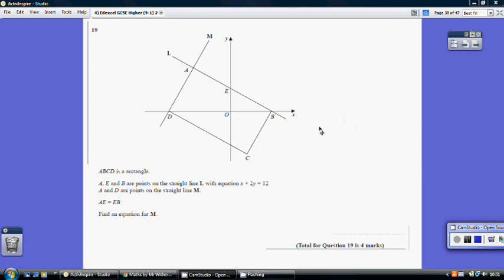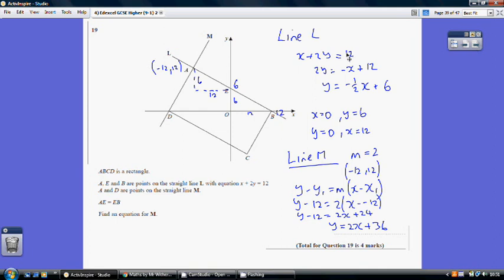Question 19. I've got to find an equation for m. I'm going to be using the y minus y1 formula, and I need to know a point on the line and the gradient of m to be able to do this. So let's kick off looking at the line L, which is perpendicular to m, given that they're sides of the rectangle. The line L is x plus 2y equals 12.